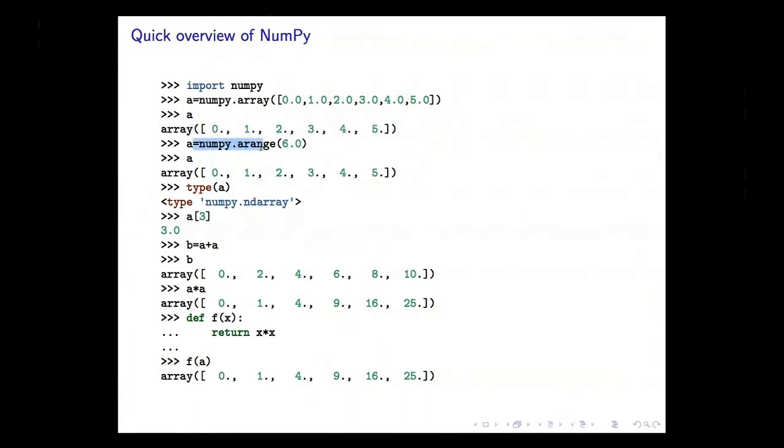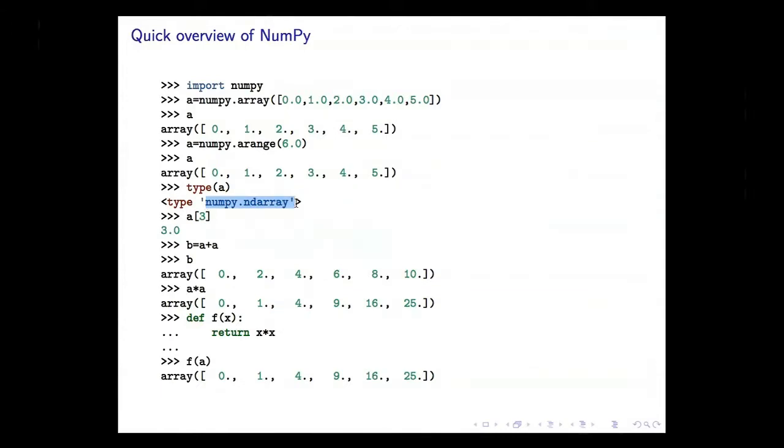And clearly this is useful because if you are using a short list to initialize an array, you're fine, but if your list is very large, you really want to generate it automatically. So once I generate this numpy array A, I can query its data type, and sure enough, it's numpy.ndarray.